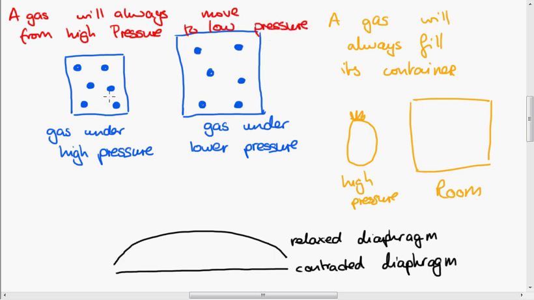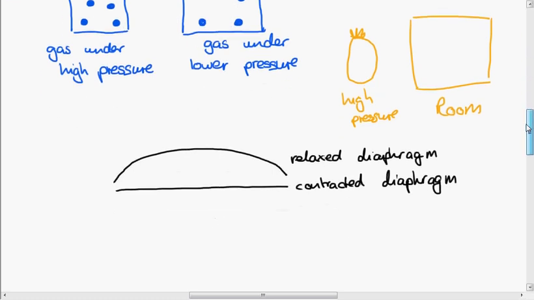Okay, so a gas under high pressure here, it's squashed into this container. Here we enlarge the container, the gas spreads out, it fills the container, and now it's under lower pressure. So a gas will always fill its container and it will always move from high to low pressure, as in the case of the balloon that you open.